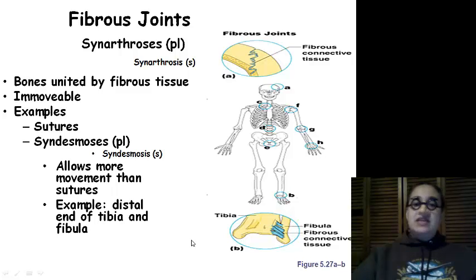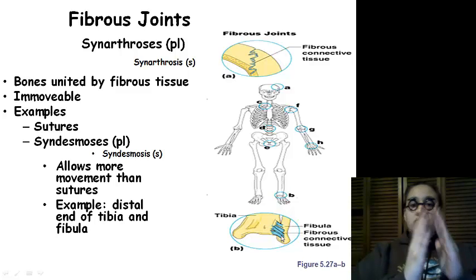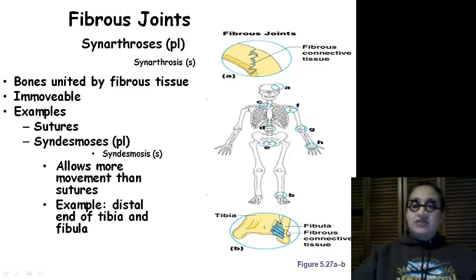And the example with these are going to be between our tibia and fibula. Remember, those are the two lower portions of our leg bone. Now, these two don't really move much, but it does have a fibrous connection, or fibrous tissue, which does put it into the fibrous joint.